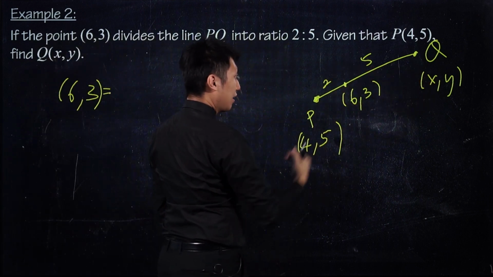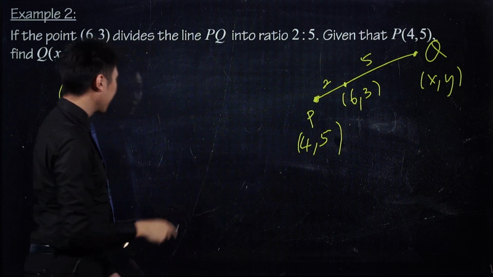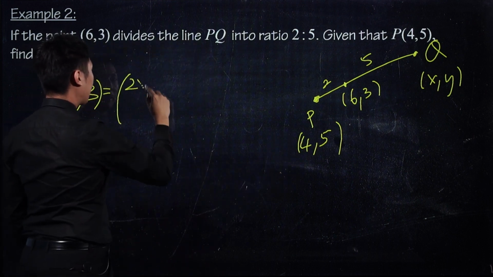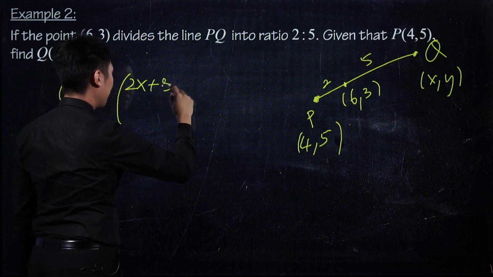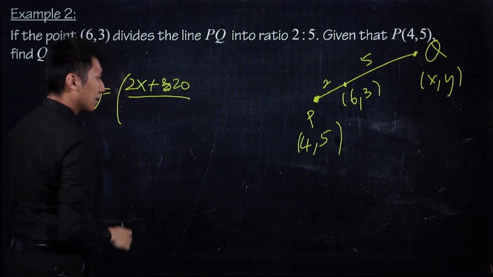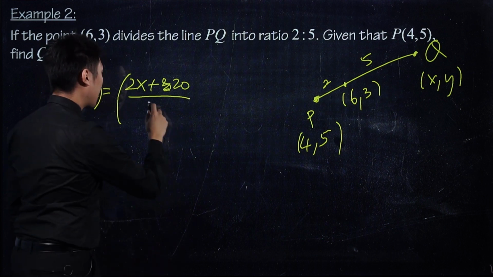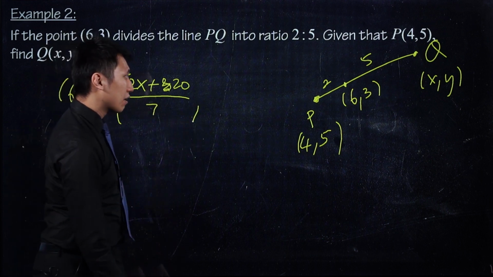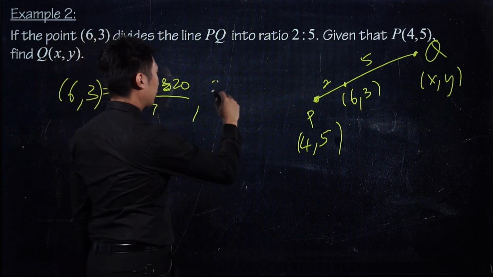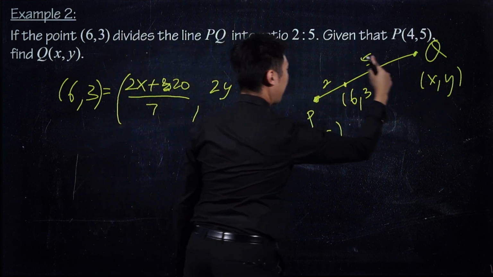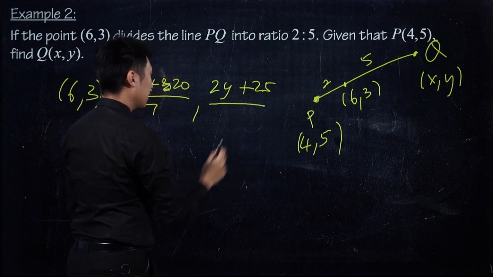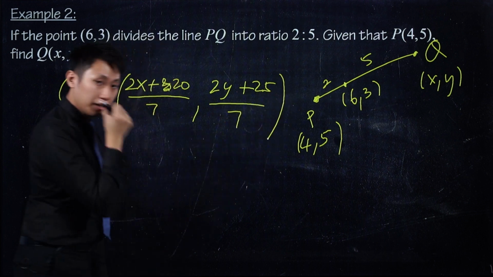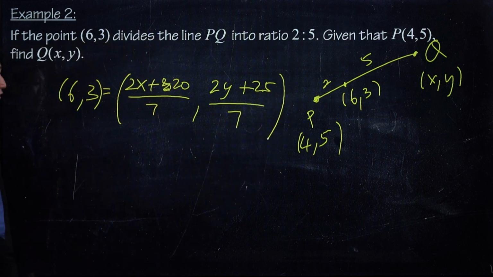2x, then 5 times 4. Okay, 2x plus 5 times 4. Okay, I write 20, can I? 20 divided by the sum of the ratio, which is 7. Okay, then the other one is what? 2y. 2y, 5 times 5 plus 25 divided by 7. Okay, is equals to 6 and 3.